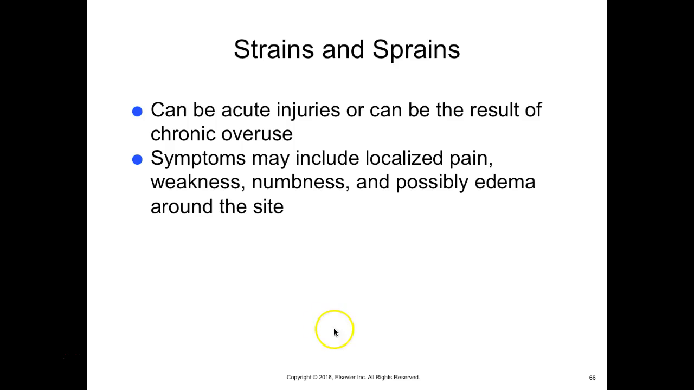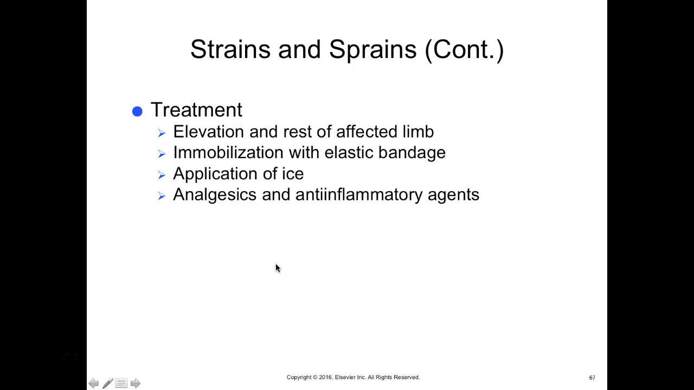Symptoms usually include pain, weakness, numbness, and possibly edema around the site. For treatment of a strain or a sprain, we use what we call RICE, which is rest, ice, compression, and elevation. So you want to rest the area, ice it, compress it, and then elevate it. And then there's also MICE with an M, which is movement, ice, compression, and elevation. Sometimes rather than just keeping it immobilized, they may want some movement. A lot of times people will do that in therapy with a big ice bucket, and they'll rotate, let's say, their ankle, moving their foot around in the ice water.